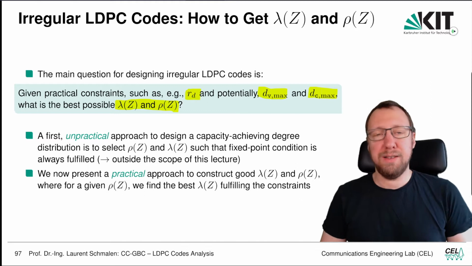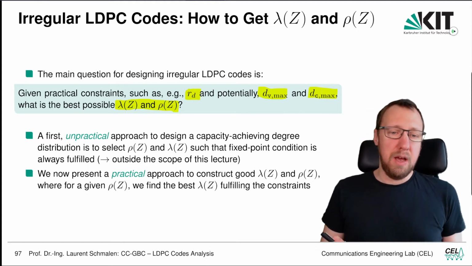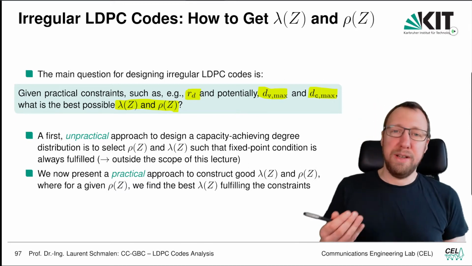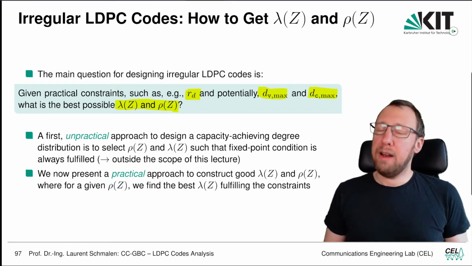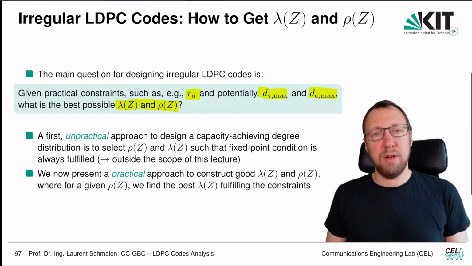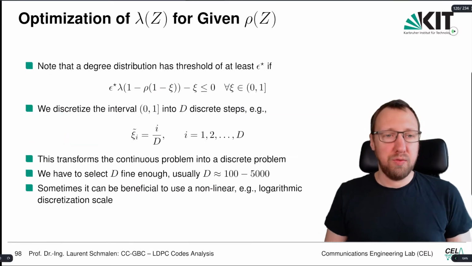At the end of last video, we have seen that we can try to do this analytically, and we saw that this leads possibly to a code of rate 0, so we'll not do that. And what we'll present now is a practical approach to construct good lambda offset and good row offset. So how does this approach work?